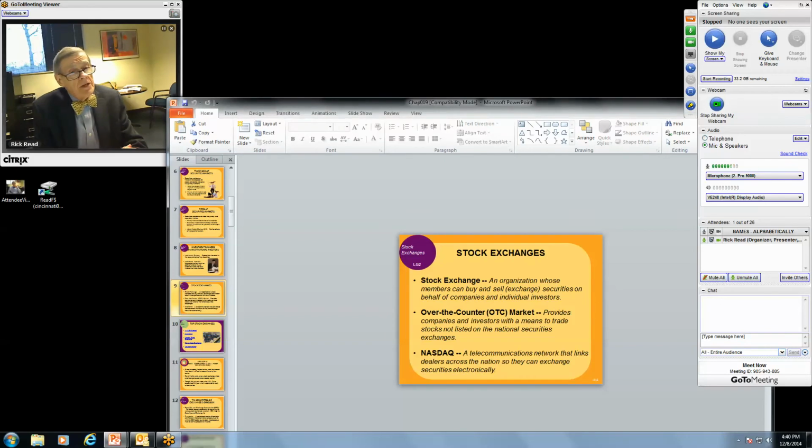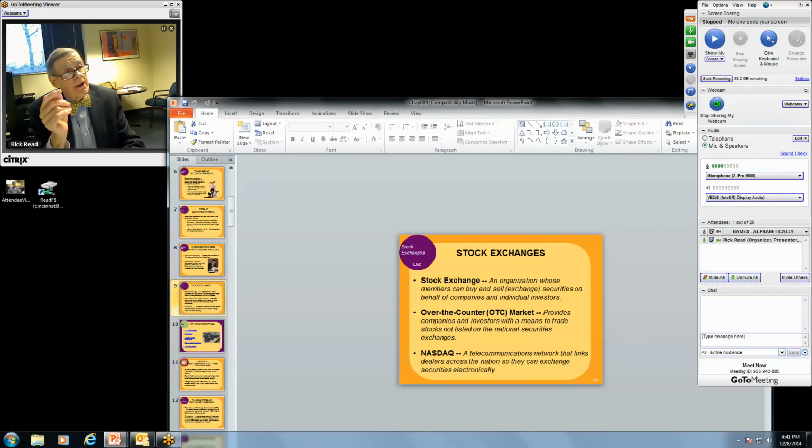These are the three major stock exchanges. Oh, well, these are two, and then we're going to get to the other one. A stock exchange is an organization where members buy and sell securities on behalf of these institutions we talked about, companies. I'm separating institutions from companies, thinking of institutions more as non-profit, companies being for-profit, and of course for individuals.